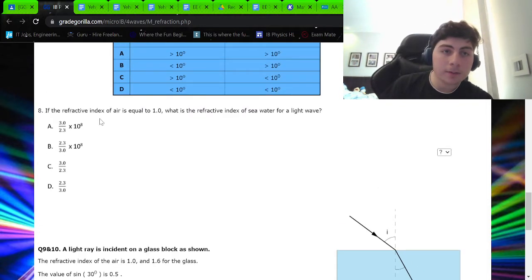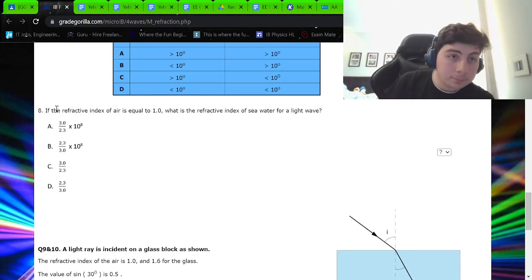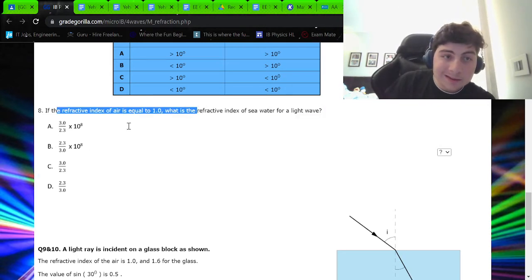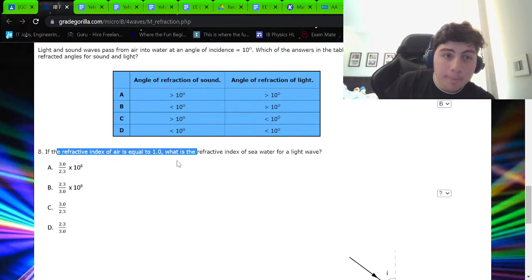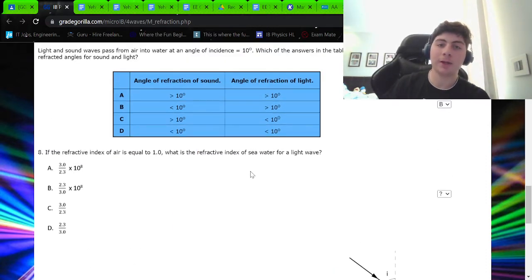Is the refractive index of air equal to 0? What is refractive index? It's n equals c over v, right? Chemistry is so confusing. So, if the refractive index of air is equal to 1, what is the refractive index of seawater for the light wave?